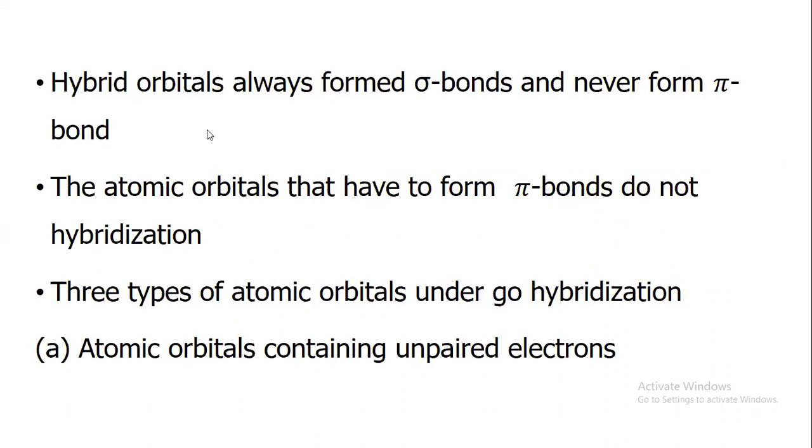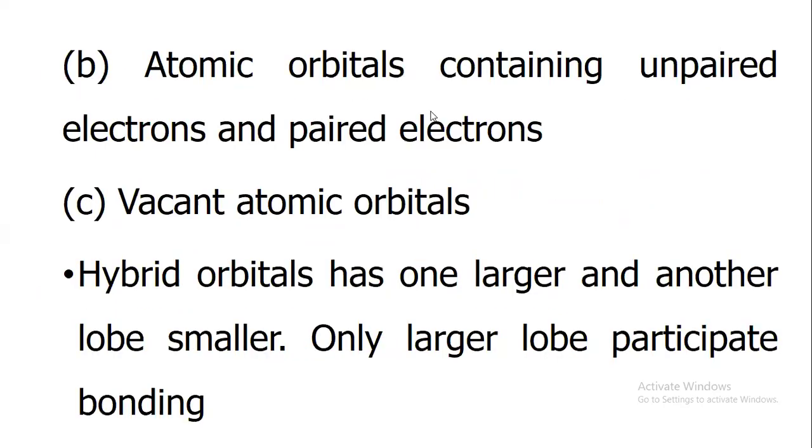Hybrid orbitals always form sigma bonds and never form pi bonds. The atomic orbitals that have to form pi bonds do not undergo hybridization. Three types of atomic orbitals undergo hybridization: atomic orbitals containing unpaired electrons, atomic orbitals containing paired electrons, and empty orbitals. A hybrid orbital has one larger and another smaller lobe. Only the larger lobe participates in bonding.